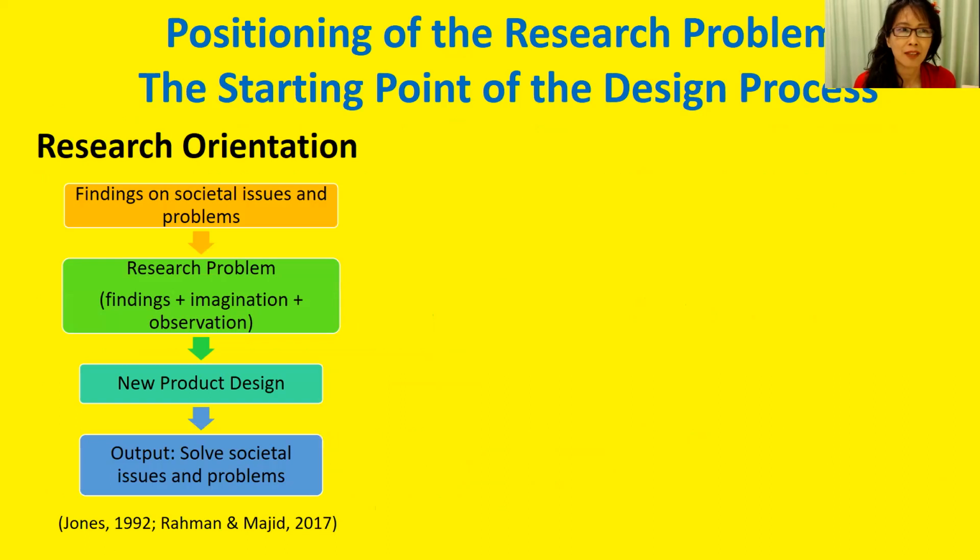So, the positioning of the research problem. What is the starting point of the design process? It could have a research orientation, which means we start from the findings on the society issues and problems. And with that, we bring in our observations and our imagination to conceptualize the research problem, to come up with a new product design, and to solve societal issues and problems.